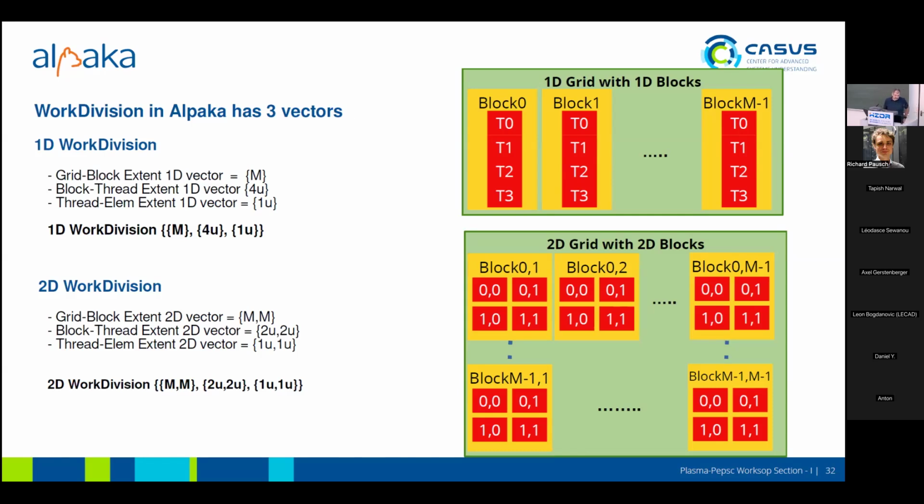Therefore, the 1D work division has 3 vectors, and the 2D work division has 3 vectors. M by M is the grid. 2 by 2 is the size of each block, and 1 by 1 is the thread element extent. We usually take it as 1 for now.